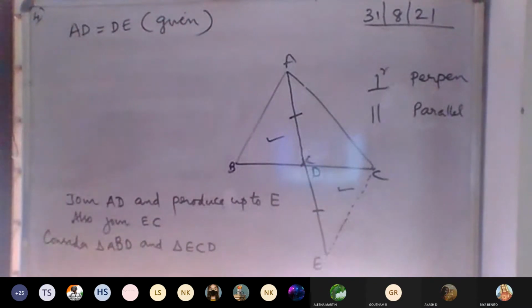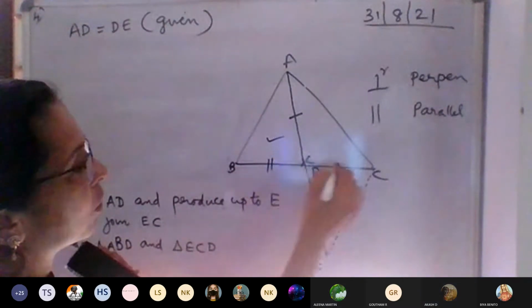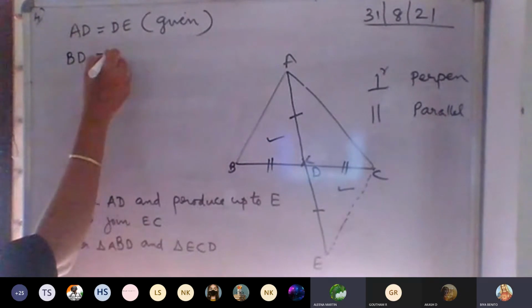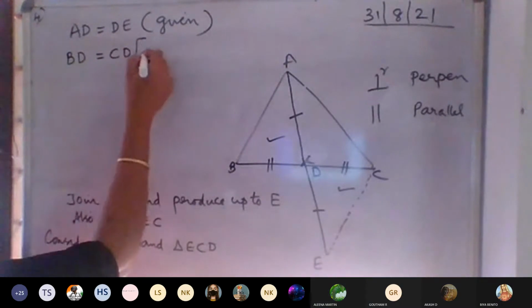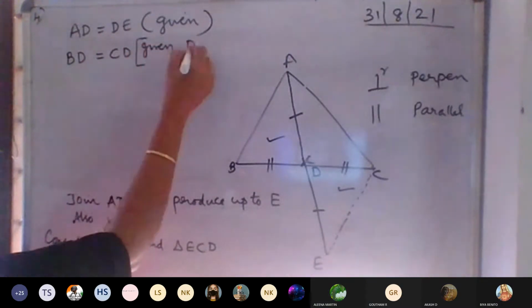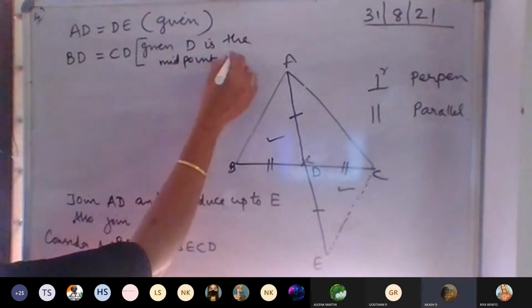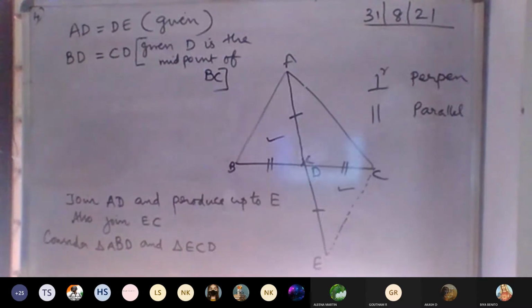Next, also given: D is the midpoint of BC. Midpoint means these two will be equal: BD is equal to DC. That is given, D is the midpoint of BC. So that is two points.